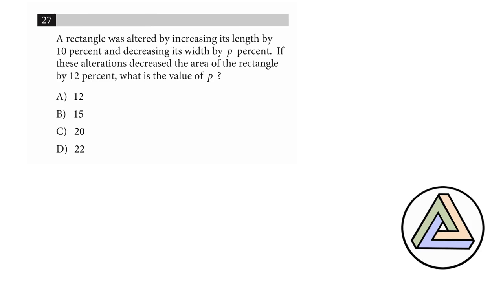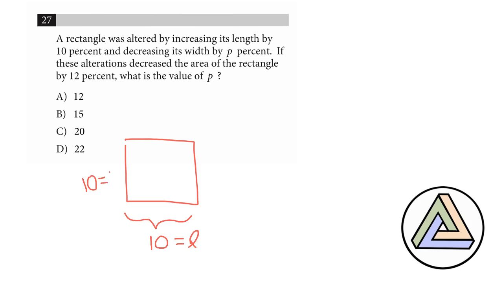All right, so I'm going to imagine that the first rectangle is actually a square, because a square is a kind of rectangle. We're going to imagine that the original length, which I'll call L, was 10, and the original width was also 10. You're going to see why I'm choosing these numbers.